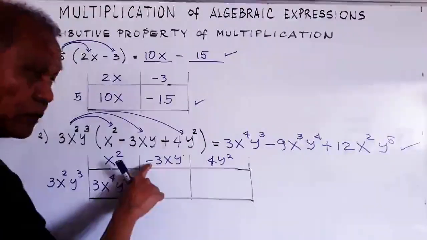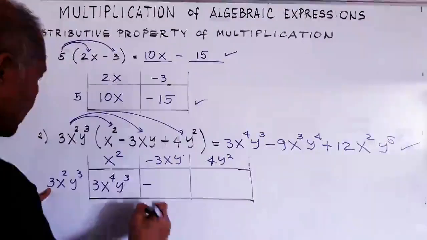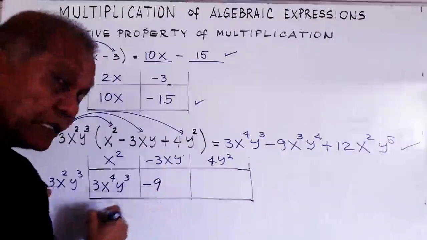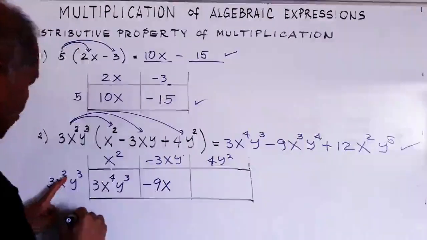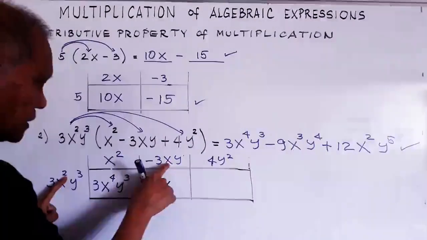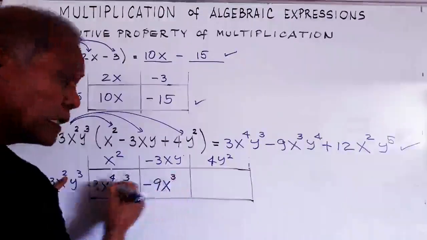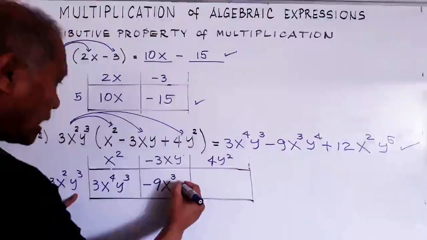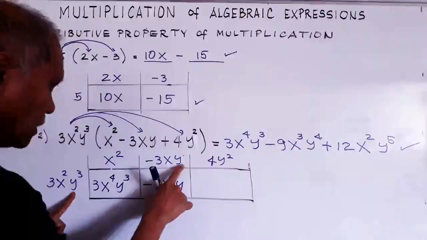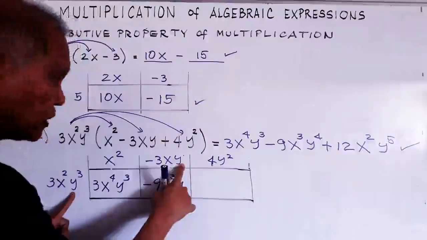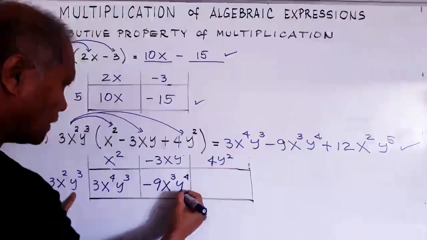Second term, multiply first the sign. Positive times negative, it's negative. 3 times 3, it's 9. X, copy the x. And 2. Is there an x there? Yes. What is that? X to the first. So 1 plus 2 is 3. Y. Copy the y. Right? This one's 3. Where? Do you have another y there? Yes. To the first. So 1 plus 3 is 4. So I have a 4 there.